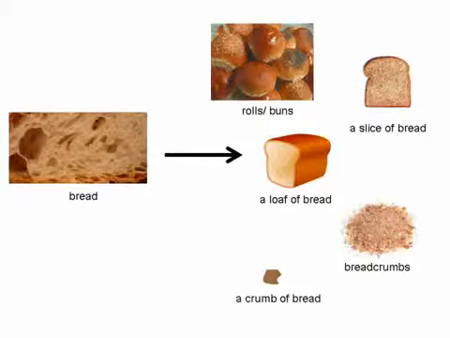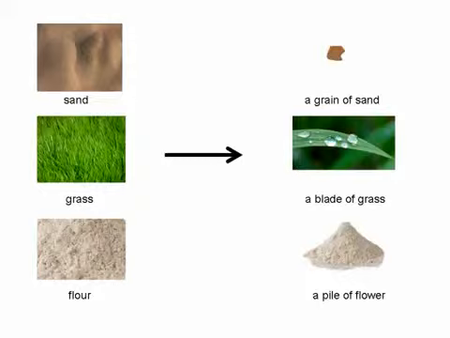Bread alone cannot be counted, but rolls can be counted. 1 roll, 2 rolls, 1 slice of bread, 2 slices of bread, a loaf of bread, 2 loaves of bread, 1 breadcrumb, 2 breadcrumbs, a crumb of bread, 2 crumbs of bread, some sand, a grain of sand, some grass, a blade of grass, some flour, a pile of flour.